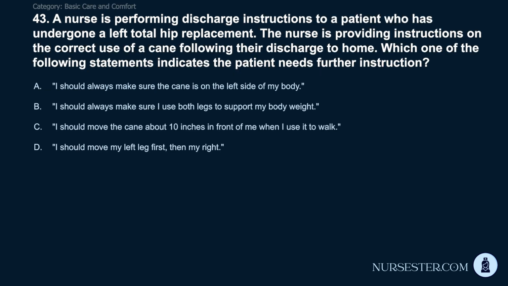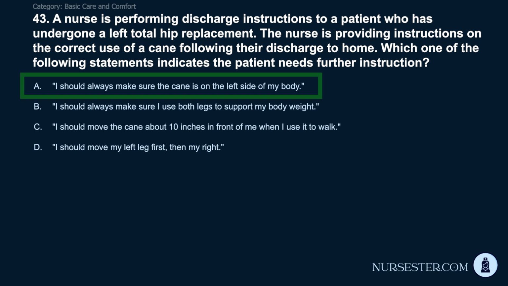43. A nurse is performing discharge instructions to a patient who has undergone a left total hip replacement. The nurse is providing instructions on the correct use of a cane following their discharge to home. Which one of the following statements indicates the patient needs further instruction? A. I should always make sure the cane is on the left side of my body. B. I should always make sure I use both legs to support my body weight. C. I should move the cane about 10 inches in front of me when I use it to walk. D. I should move my left leg first, then my right.